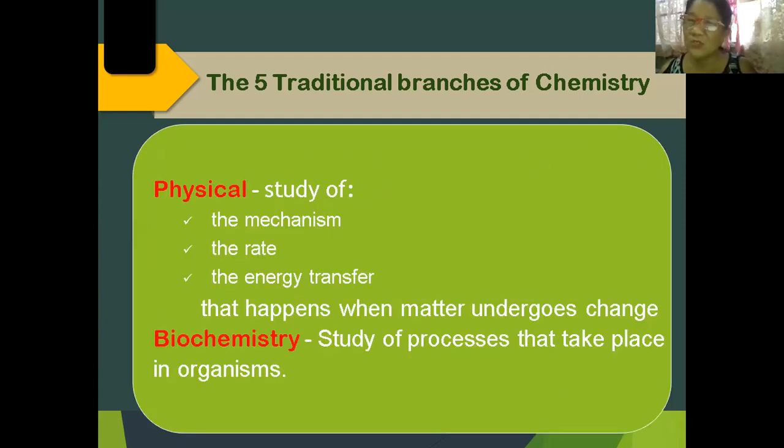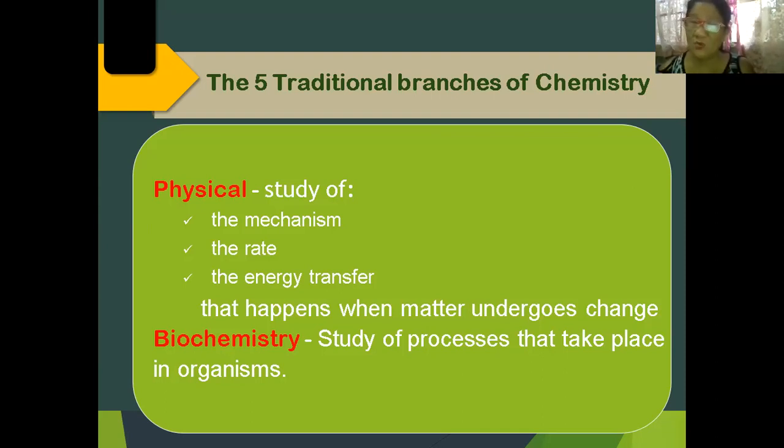For physical chemistry, this is mostly computation. Why? Because this will talk about reaction mechanism, the rate, the energy transfer, and what happens when matter undergoes changes. How fast will the reaction be? How slow will the reaction be? That is physical chemistry. One of the most difficult branches in chemistry is physical chemistry, because it has something to do with computation.